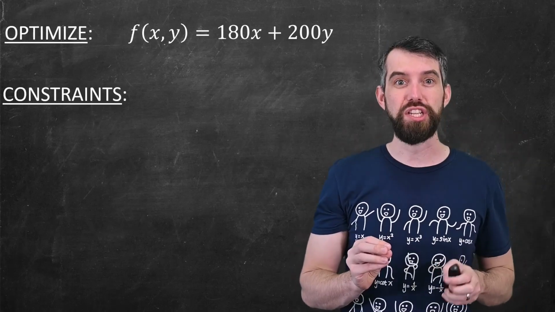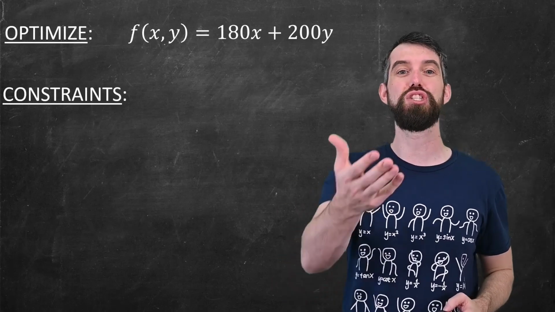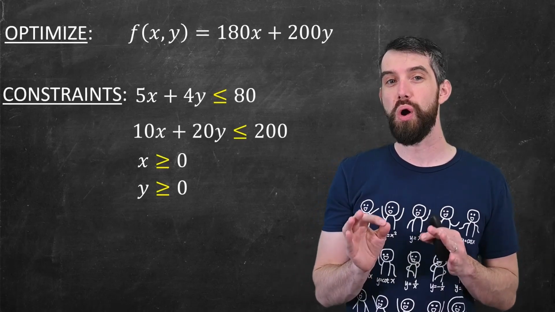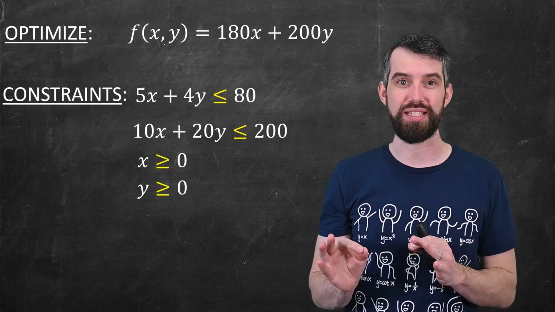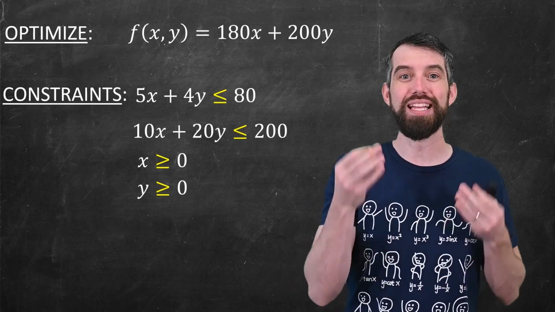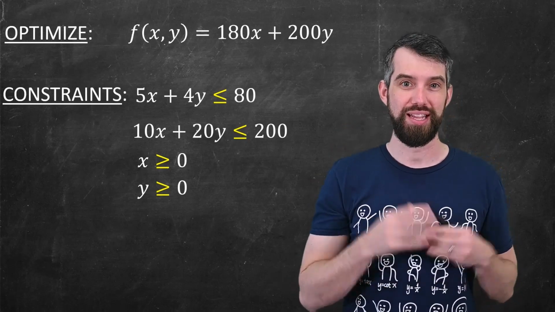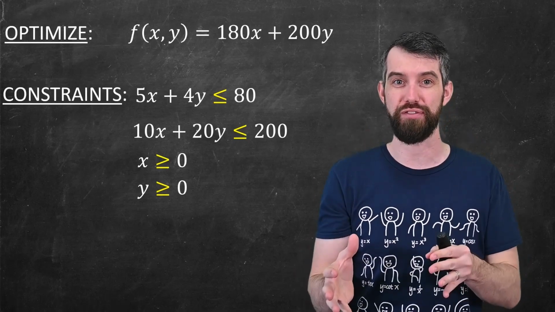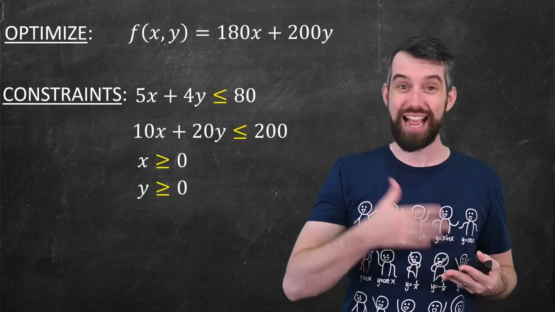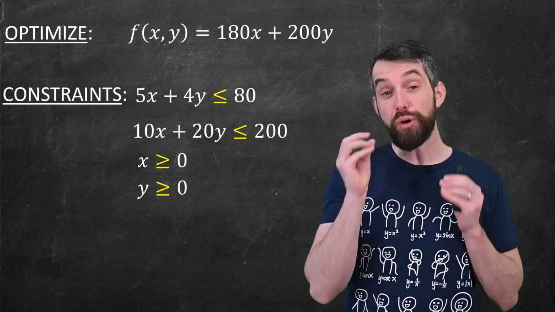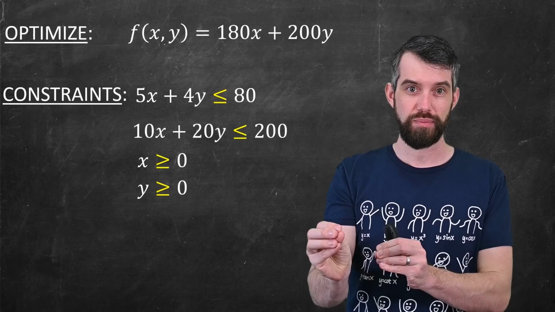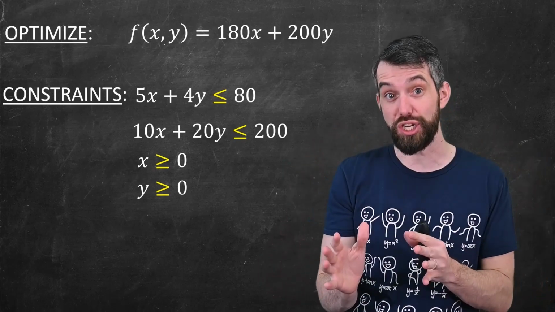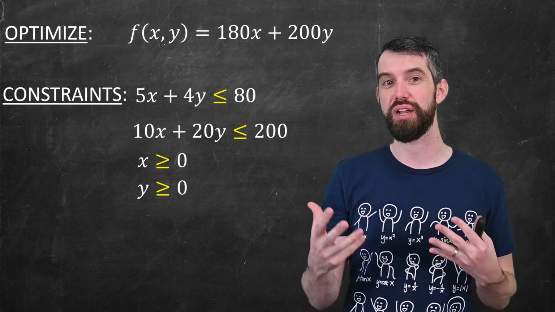We're optimizing this function subject to various constraints. For example, I'm just putting up some random ones, a series of what we call linear inequalities. Things like 5x plus 4y is less than or equal to 80, or 10x plus 10y is less than or equal to 200, or x is positive, or y is positive. Those are all linear. There's not an x squared or a sine of x, but they're linear inequalities. So this is the idea of linear programming. You're trying to optimize some linear function subject to a list of linear constraints.